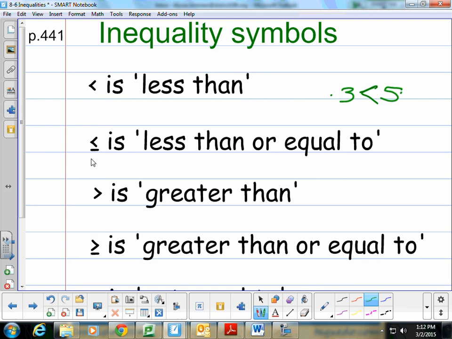This one is read as less than or equal to. So a number is less than or equal to, again, facing the same way with half of the equal sign underneath. Greater than, the mouth facing the right, the large mouth, that crocodile. I know some of you have heard that before. That is read as greater than. The number on the left is greater than the number on the right.